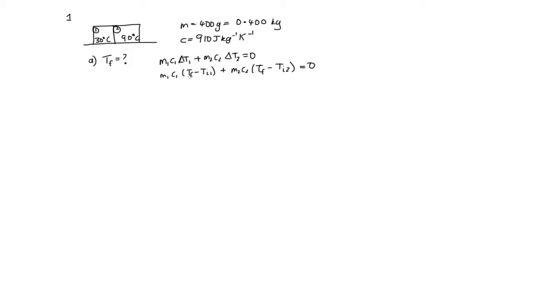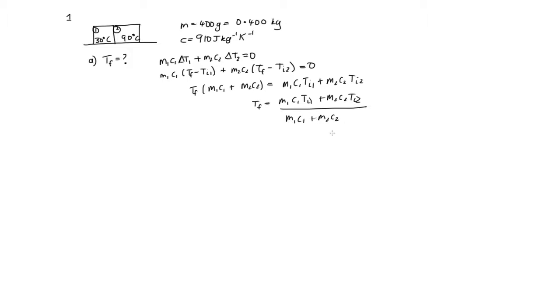Okay, so what we're trying to do is solve for TF. So on the left-hand side, let's pull TF out as a common factor. We've got M1C1 plus M2C2. And then we'll put the initial temperature terms over to the right-hand side. So we've got M1C1 T initial 1 plus M2C2 T initial 2. And so that tells us that the final temperature is equal to M1C1 T initial 1 plus M2C2 T initial 2 over M1C1 plus M2C2. Okay, so this is our general equation.